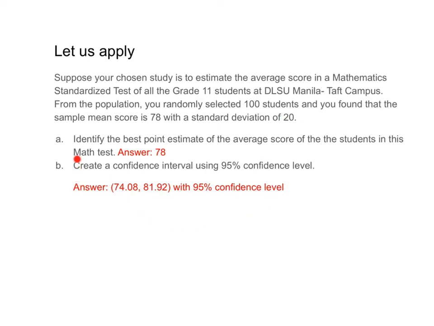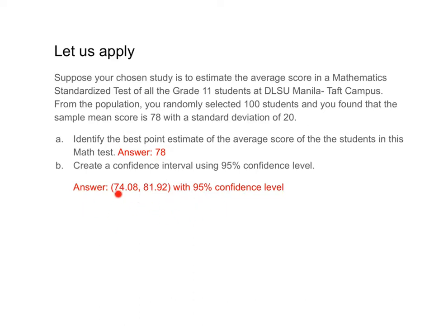So again, the best point estimate for the average score of the students is the sample mean, which is 78. And using the formula to come up with the confidence interval, we have 74.08 and 81.92, and this was obtained through the 95% confidence level. Now, for those who want to know how this interval was obtained, there is a different video that shows the solution on how these numbers were obtained. But in this video, the focus is on the interpretation of this interval.